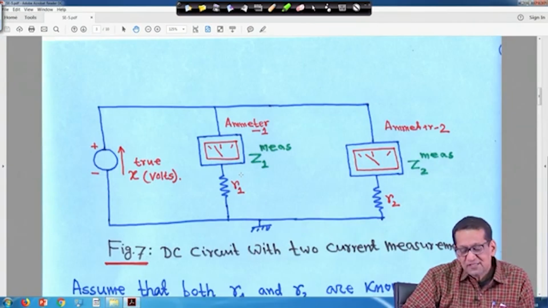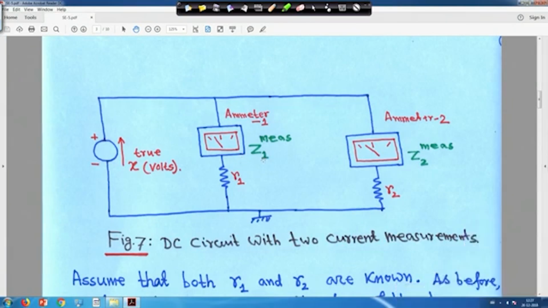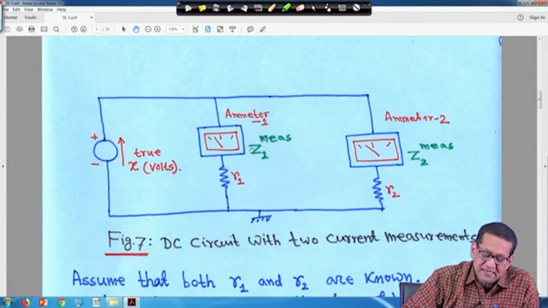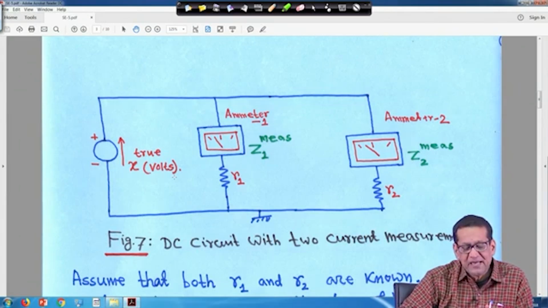Now, suppose we have 2 ammeters in parallel, one resistance R1 here, one resistance R2 here. The current measured by ammeter 1 is Z1 measure, and the current measured by ammeter 2 is Z2 measure. This is the true value of the voltage, V. We have to estimate the true value, and this ammeter has standard deviation sigma 1, and this ammeter has standard deviation sigma 2. The error for this ammeter is zeta 1, and for this one it is zeta 2.